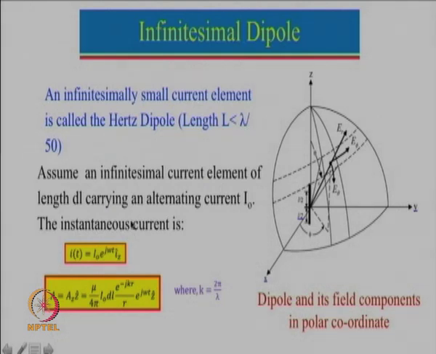And here what are we assuming? We are assuming an infinitesimal current element, which means a very small current element of length dl, and it has a uniform current I0, that is the amplitude, but otherwise it is a sinusoidal current depending upon the frequency. So, we can define the instantaneous current as I0 e to the power j omega t, and this current element is along the z direction.